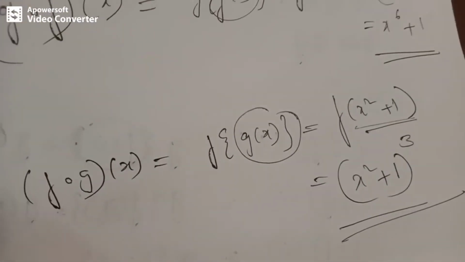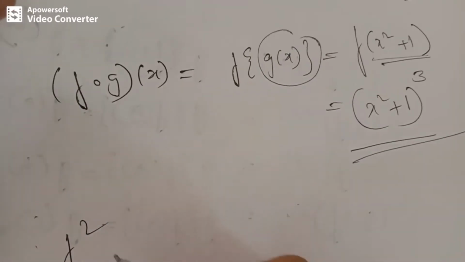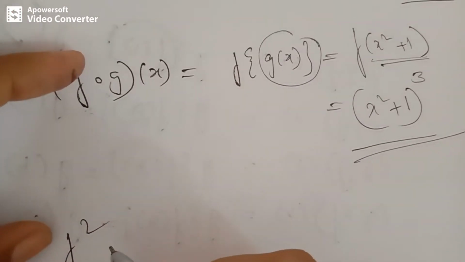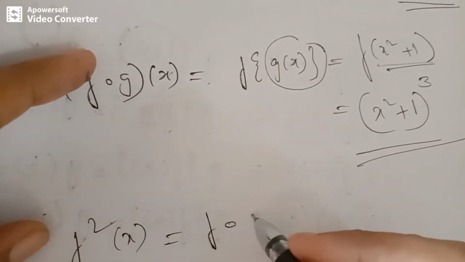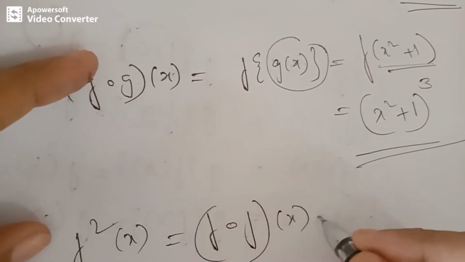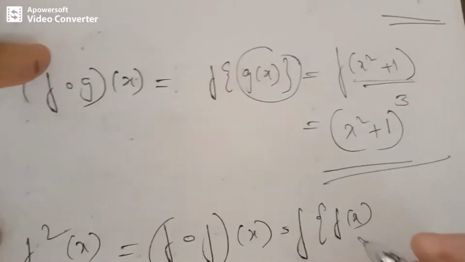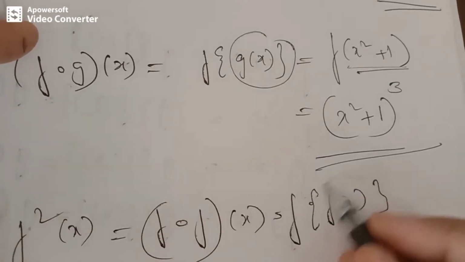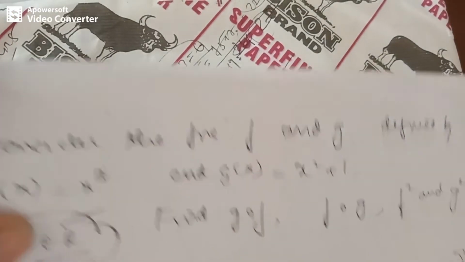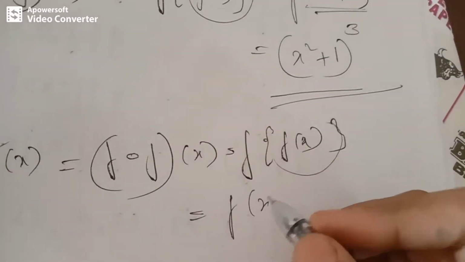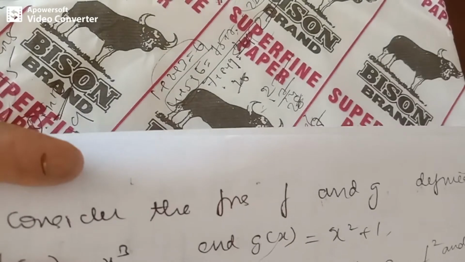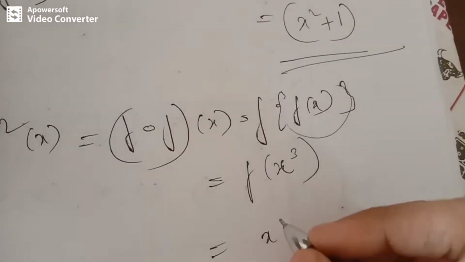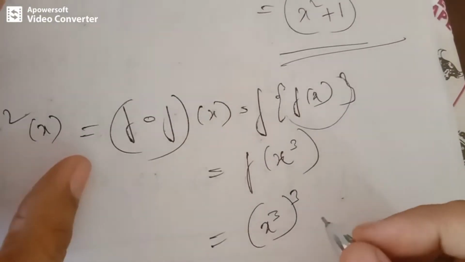Next, we have to find out what is f square. What is f square? F square is nothing but composition of f with f. So f square of x is nothing but f composite f of x, or f of f of x, which is nothing but, what is f of x? F of x is x cube. So let's write f of x cube and substitute x cube in place of x. So we will get x cube the whole cube, correct? Which is nothing but x raised to 9.